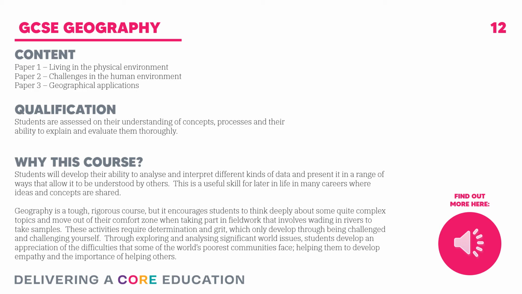Paper 2 is all about the human environment, how us humans have changed the environment. So we look at cities, urban areas and how they are changing, how they are dynamic places. We also look at developing countries and developed countries and why there is such a big gap between both.